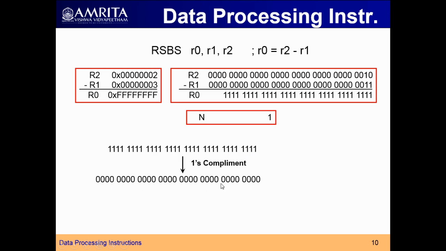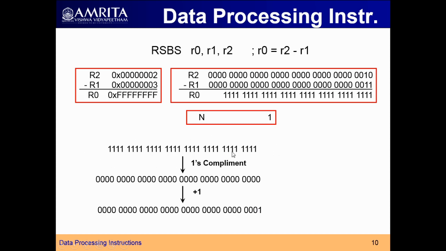Then how will you get the 2's complement? This is the 1's complement; add 1 to it and you get the 2's complement. When you add 1 to this, what do you get? 0, 0, 0, 0, 1. This is how you get back your actual number from a 2's complement form. So this was actually a negative number.